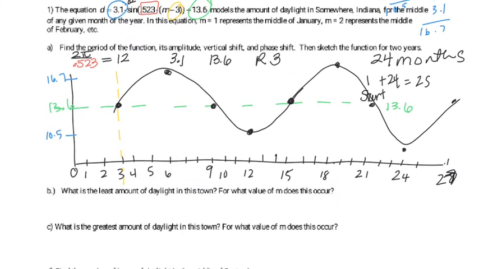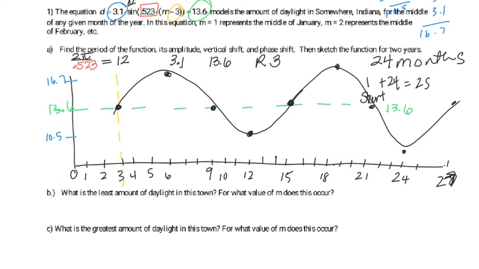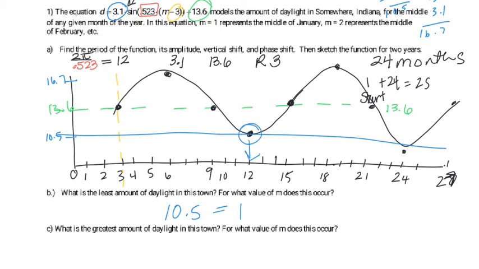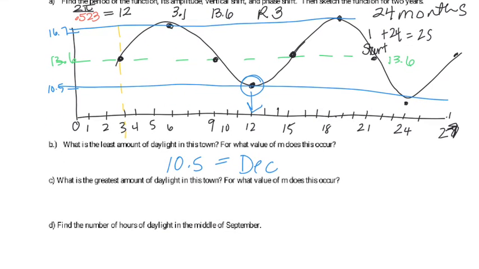Okay. So I need to kind of shrink this down. Move this. What is the least amount of daylight for this town? Well, that's at the bottom. Okay, 10.5. That's when ours hits the bottom of our graph. It says, for what value does this occur? That's right here. Month 12. Well, we know that. That's December. What's the greatest amount of daylight for this town? It's up here at our maximum. That is, let me scoot up a little bit here. It's 16.7 hours of daylight. And when does that happen?